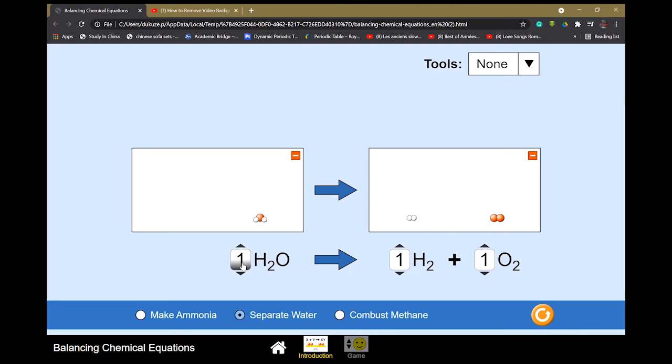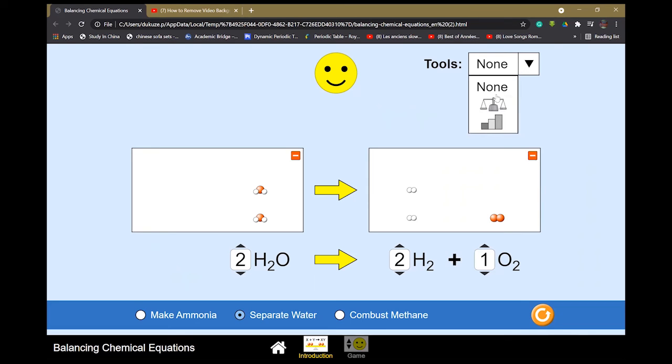So here it's a problem. We have 1 oxygen atom on the left-hand side and 2 oxygen atoms on the right-hand side. So here we have to increase to 2. Now we have 4 hydrogen atoms and 2 oxygen atoms. Here we have 2 oxygen atoms, but here we still have 2 hydrogen atoms. So we increase to 2. And the smiley again appears, to show that we have correctly balanced our equation.